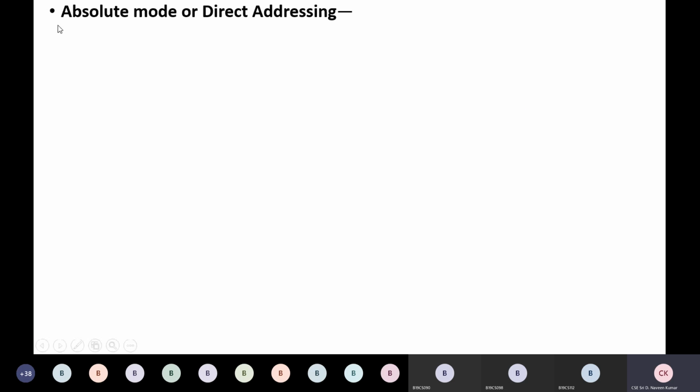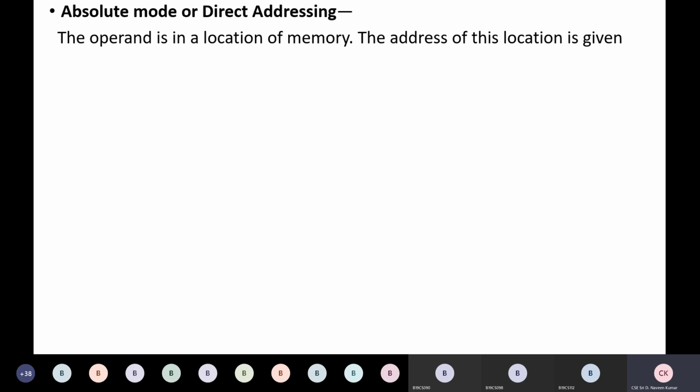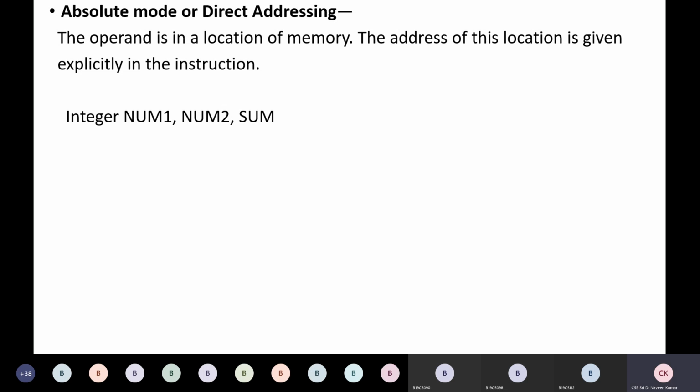Next mode is the absolute mode, or direct addressing mode. In this direct addressing mode, the operand is in a location of main memory, and the address of this location is given explicitly in the instruction.